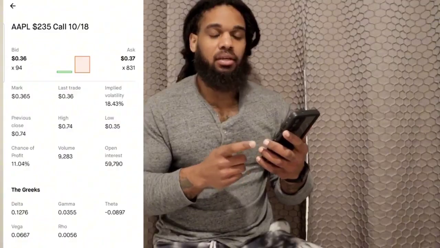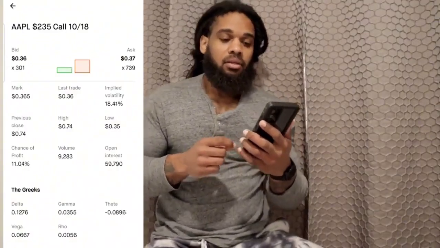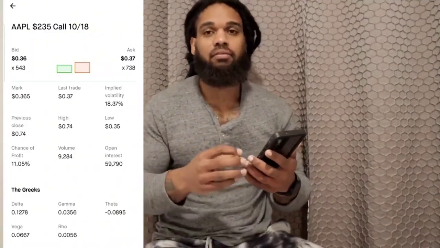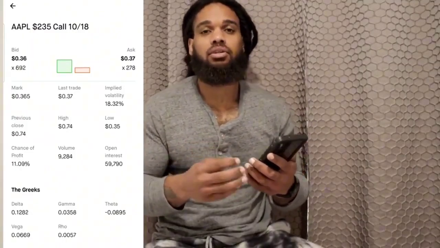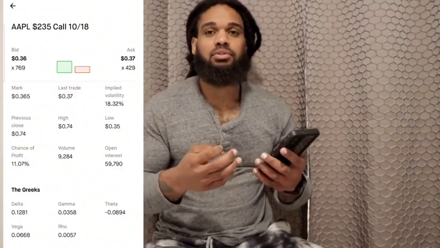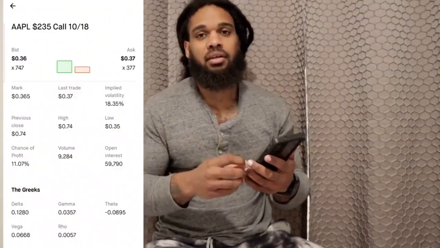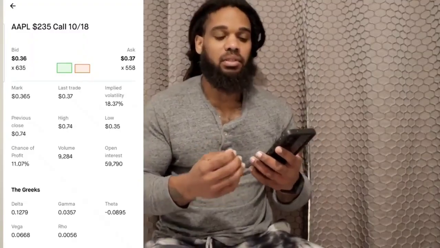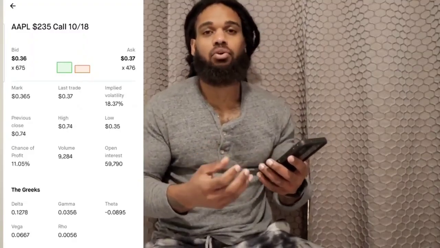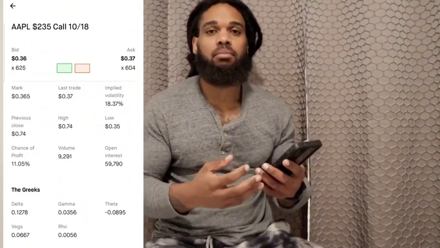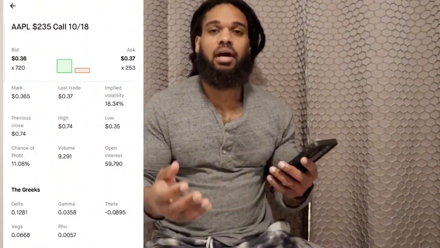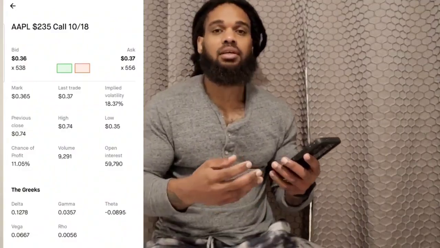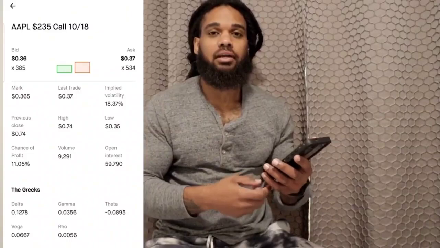So delta is going to determine, for every dollar the stock goes up, how much the option is going to increase, and theta basically is how much money you can lose within a specific time. So the closer the expiration date is, the more money you can lose, and the further out the expiration is, the less chance of you losing a lot of money by holding the contract.